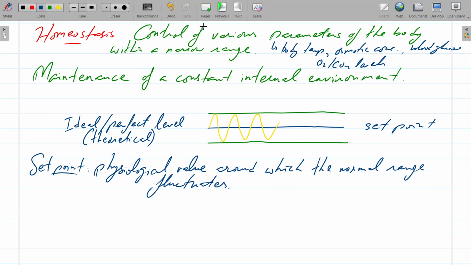Now, how does homeostasis take place, right? Before going into the various situations where we can see homeostasis happening, any questions about what homeostasis is based on what we talked about in these few lines? Any questions? No. Okay.